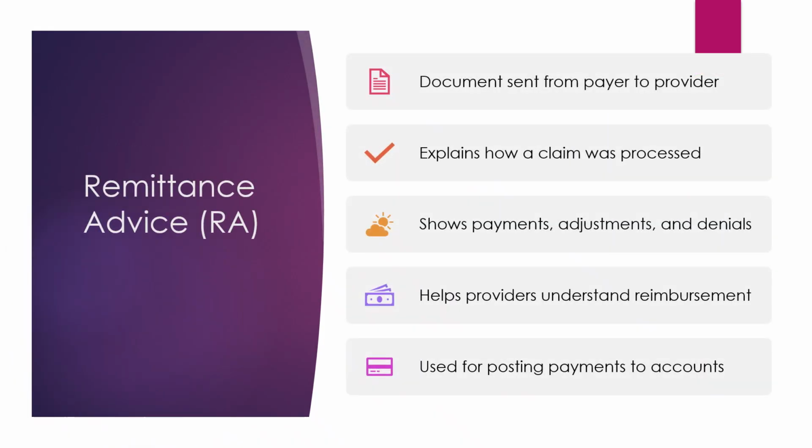Remittance advice. Remittance advice, or RA, is a document sent from the insurance company to the provider. It explains how the claim was processed, including what was paid, any adjustments, and if anything was denied. Providers use this information to understand the payment and to correctly post it to the patient's account.